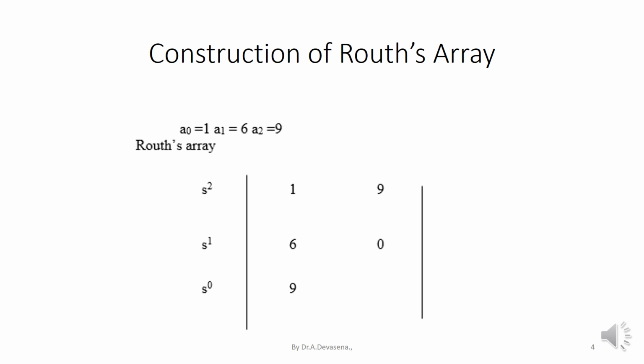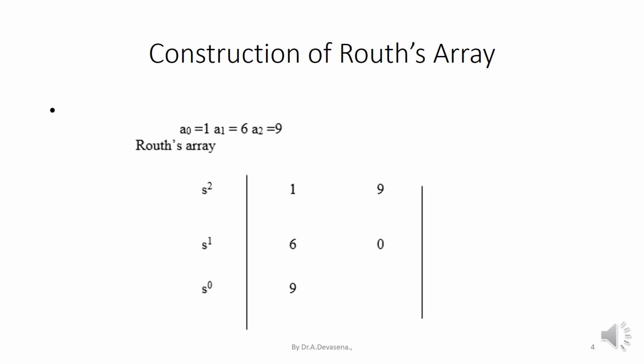Now we are going to construct Routh's array. Routh's array comprises the s power n row, the s power n minus 1 row, and it goes on up to the s0 row. In this problem, the maximum power of s is s square. Therefore, we are going to construct the s square row, the s power 1 row and the s0 row. In order to construct the s square row, we have to use the even coefficients. That is, a0 and a2 terms are used for constructing the s square row.